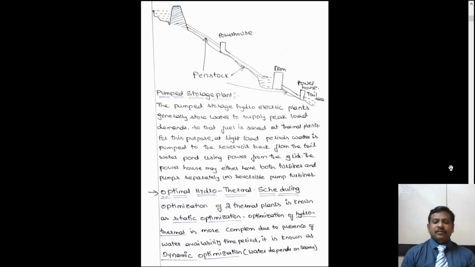So here in optimal hydrothermal scheduling, we are considering one hydropower plant and one thermal power plant. The main intention is to reduce the operating cost of the thermal power plant with the help of the hydropower plant.